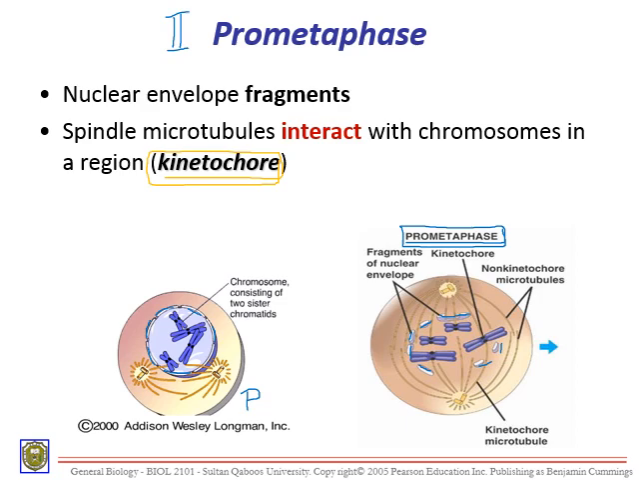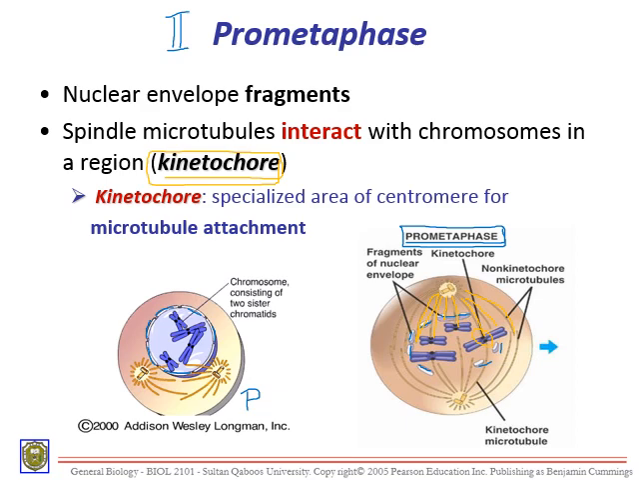Let's have a look at this figure on your right. These guys over here are called the spindle microtubules. Recall microtubules from the cytoskeleton. I'm sure you've studied the lecture on the cytoskeleton, and now you should be very familiar with the spindle microtubules. The spindle microtubules interact with chromosomes in this area over here. Can you see the black thing? This region is called the kinetochore. The kinetochore is a protein structure that forms on a chromatid during cell division. It is present in the centromere, and it allows the chromosome to attach to the spindle fiber. It's a specialized area of the centromere for microtubule attachment.